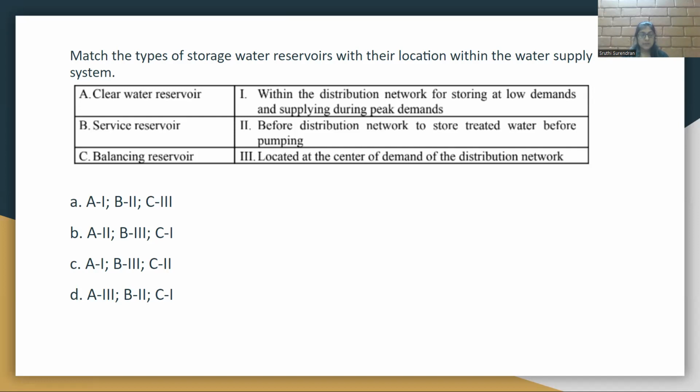Here, three types of reservoirs are given: clear water reservoir, service reservoir, balance reservoir. They are located at three different parts of the water distribution network. So where are these reservoirs located?